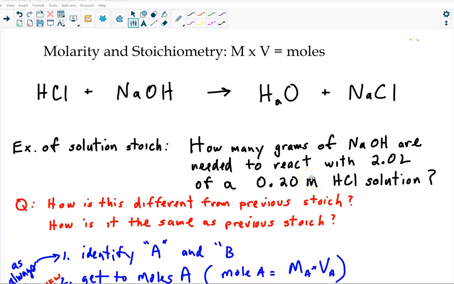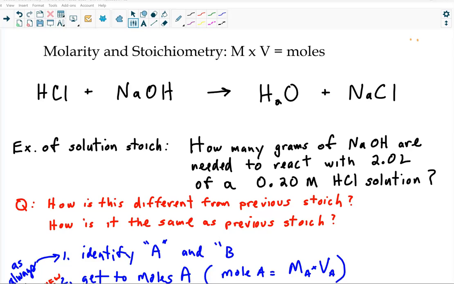Okay, so how are they the same though? Well, there's a balanced equation. They give you some values like liters. I end up with the same stuff. You end up with the same stuff, isn't it? There's a substance A and there's a substance B, right? You're still finding grams, right? You have a desired substance, NaOH, and you have a given substance, HCl. So that part's the same, all right?